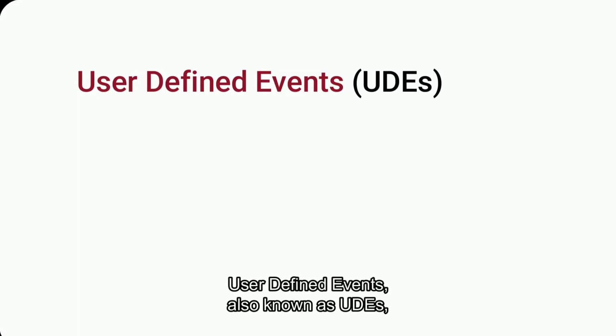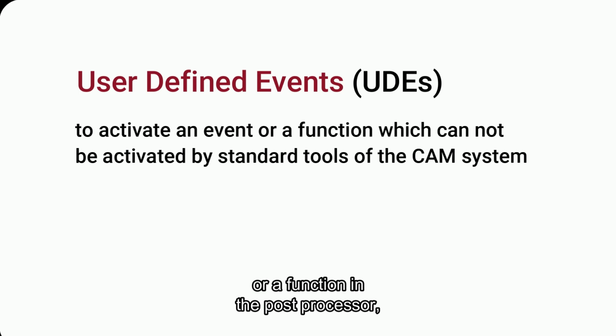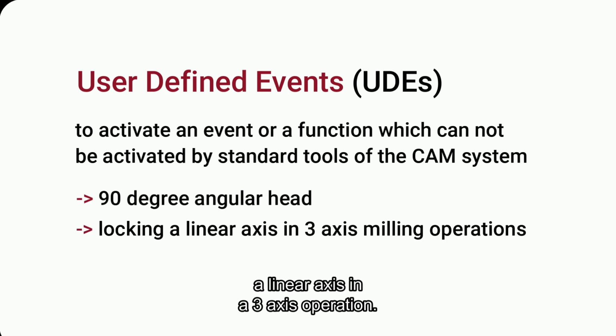User-defined events, also known as UDEs, are special structures that we use very often in Monospost. We use them when we want to activate an event or a function in the post processor, which cannot be activated by standard tools of the CAM system. Or in other words, we basically use them to activate a special mode, like activating a 90-degree angular head, or locking a linear axis in a 3-axis operation.